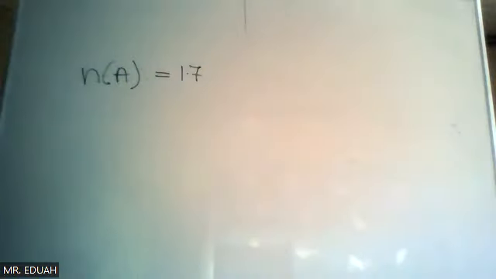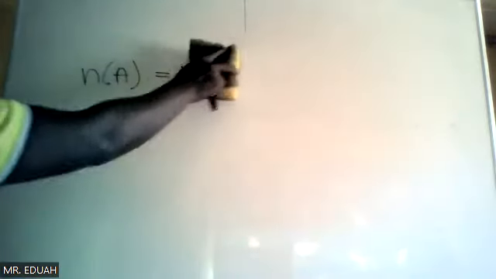Means the material can bend light 1.7 times as much as air. Is that okay? So it can bend light 1.7 times as much as air. All right.